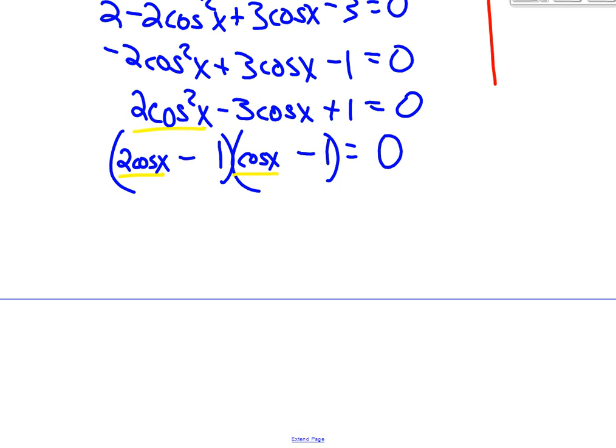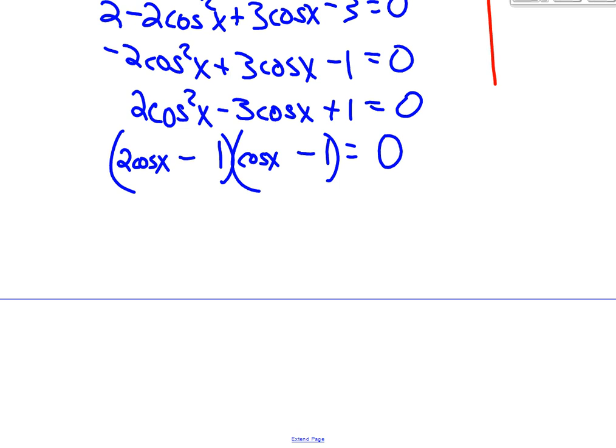First terms gives me 2 cosine squared x. Outside terms gives me -2 cosine x. Inside terms gives me -1 cosine x. So that gives me the -3. And then a -1 times a -1 is +1. So it all factored well. And again, you have to have your strategy for factoring, whatever works for you. We're good to go with that.